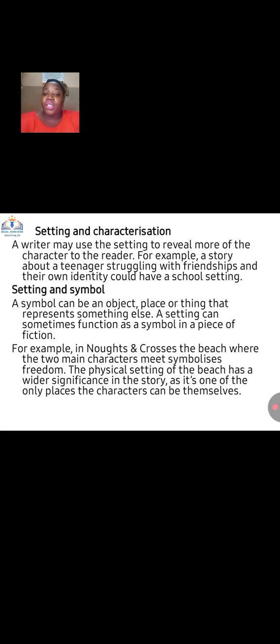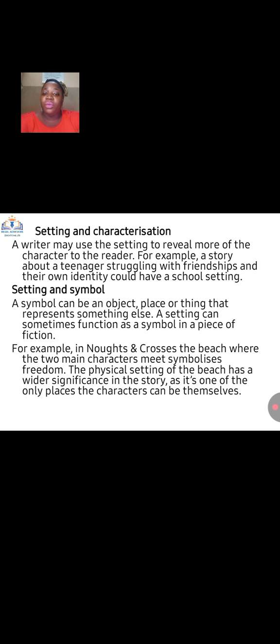Setting and characterization. A writer may use the setting to reveal more of the character to the reader. For example, a story about a teenager struggling with friendships and their own identity could have a school setting.